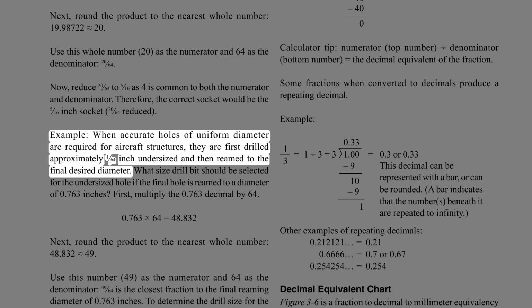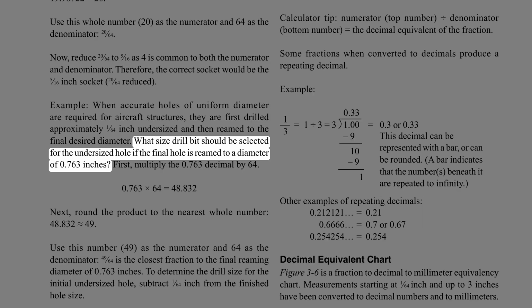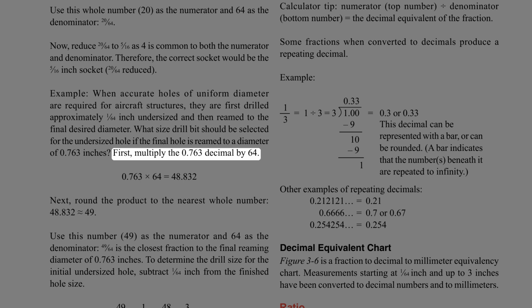Example: when accurate holes of uniform diameter are required for aircraft structures, they are first drilled approximately 1/64 inch undersized and then reamed to the final desired diameter. What size drill bit should be selected for the undersized hole if the final hole is reamed to a diameter of 0.763 inches? First, multiply the 0.763 decimal by 64.